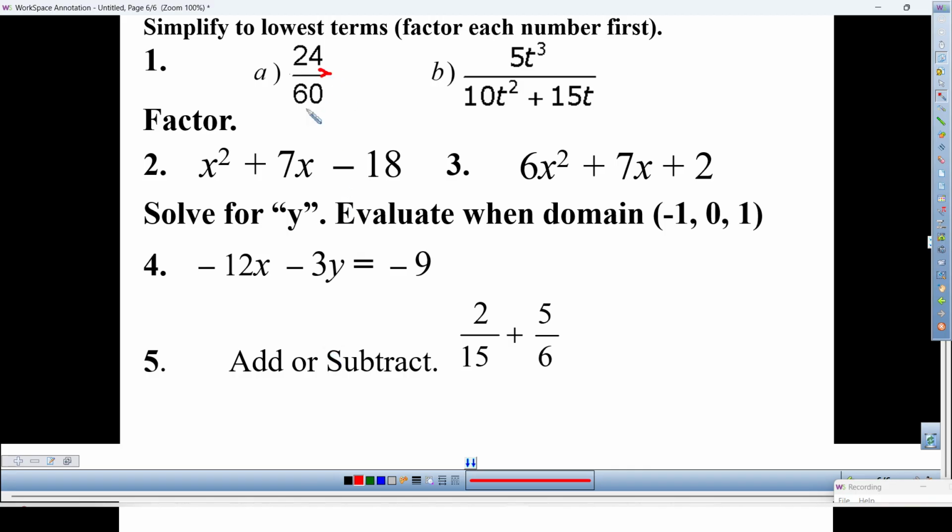To reduce this to lowest terms, you need to think of a number that can divide both numbers, which is 24 and 60. So the lowest one would be 2, is that correct? But what would be the greatest number that you can divide 24 and that you can divide 60? Think about it. The greatest number. 12. So this would be 12 times 2, and the other one is 12 times 5.